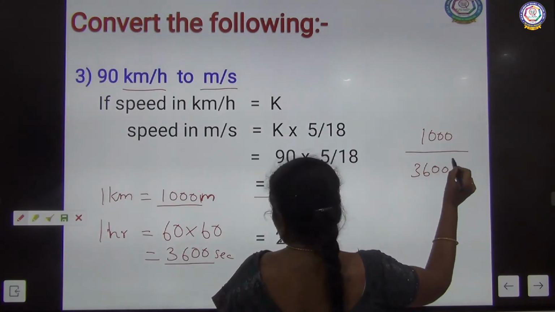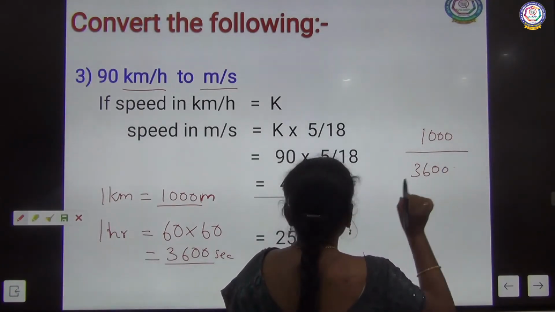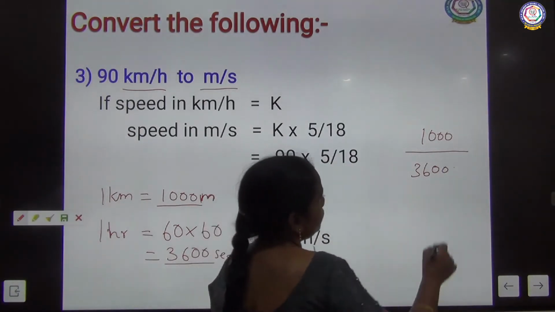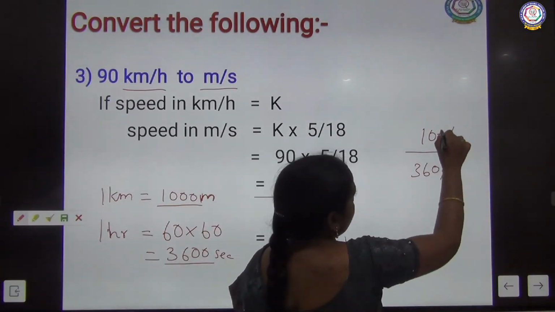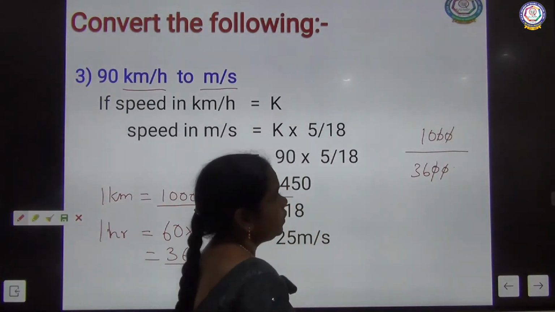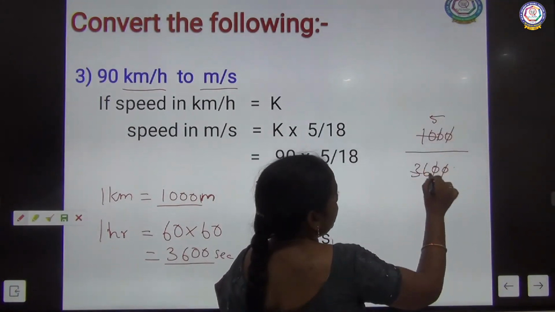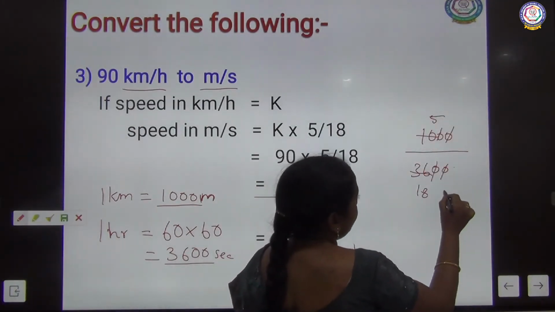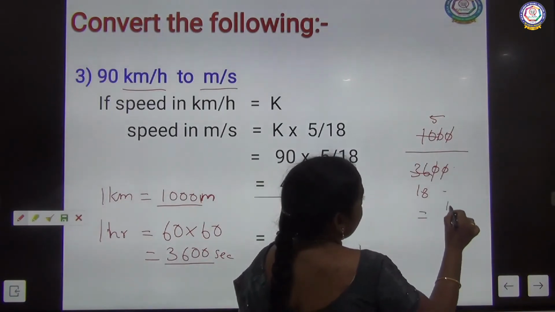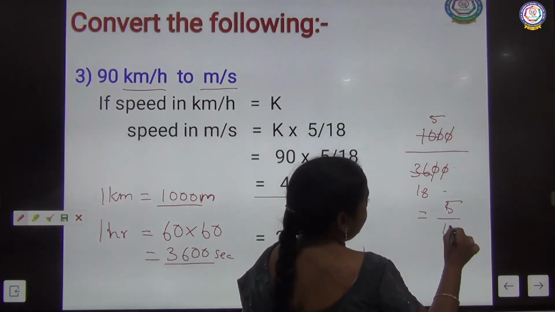36,000. 3,000 are 3,600. Now you cancel this. If you divide it by 2, 5 2s are 10, 18 2s are 36. So this can be written as 5 by 18.